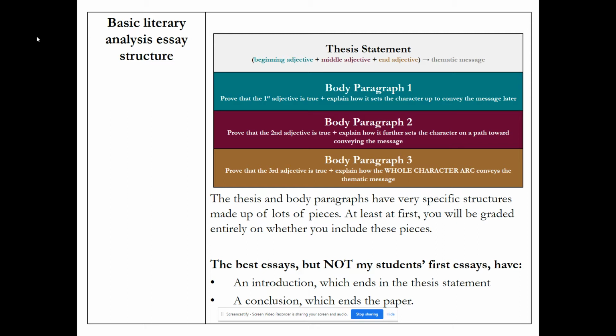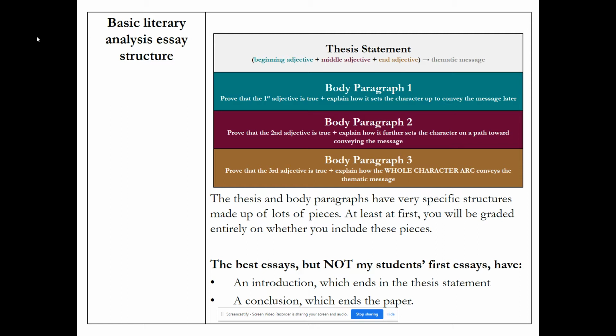Prove your adjective. Now, there's also a thematic goal in each body paragraph. In addition to proving your adjective is true, you need to explain logically how this piece of the character arc sets up a situation for the message to be conveyed. That's what you do in body paragraph 1 and also in body paragraph 2. You can refer to plot here. You just have to convincingly tie what's going on with the character at that point in the story to the overall intention of the author in conveying that thematic message.